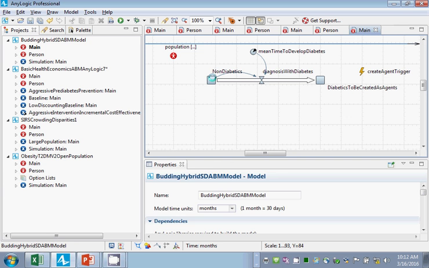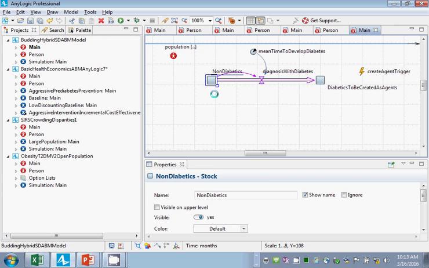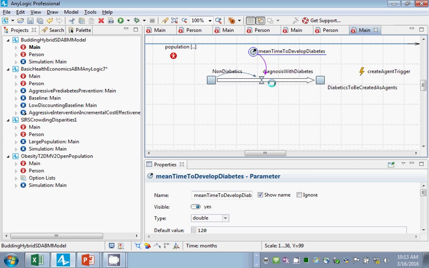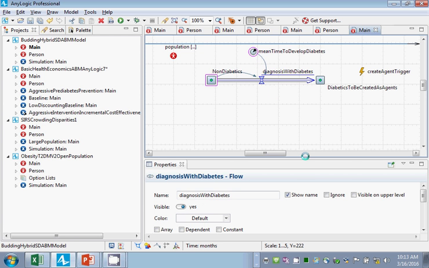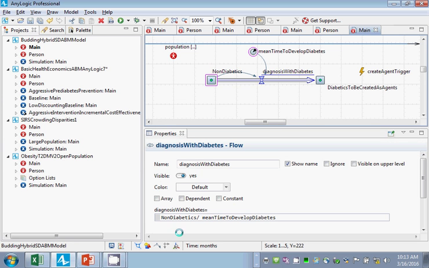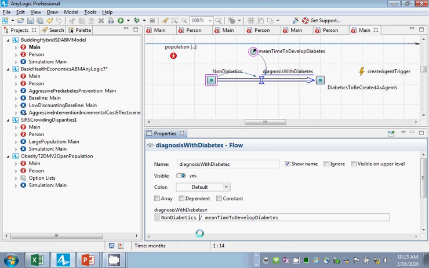So this shows this in a most simple form. And in a lot of my boot camps, I build this. It takes less than an hour to build. Here we have non-diabetics, and non-diabetics live in this stock. This counts the number of people, and they have a mean time to develop diabetes. And so we have a stock and flow, and the flow is non-diabetics divided by mean time to develop diabetes. Okay, that's how many people flow down here. This is just classic compartmental modeling.